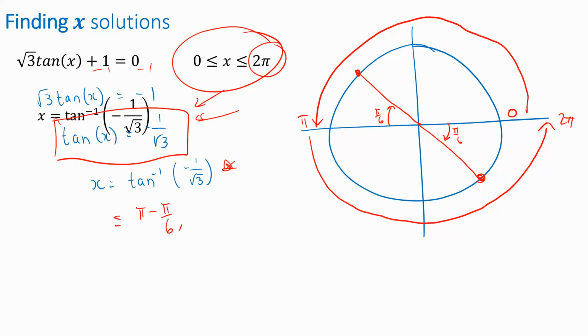But before I land at 2 pi, I already hit another solution. And we can see I'm less than 2 pi by pi over 6. So your answer should be pi minus pi over 6 and 2 pi minus pi over 6. That's what I mean by formulating it.